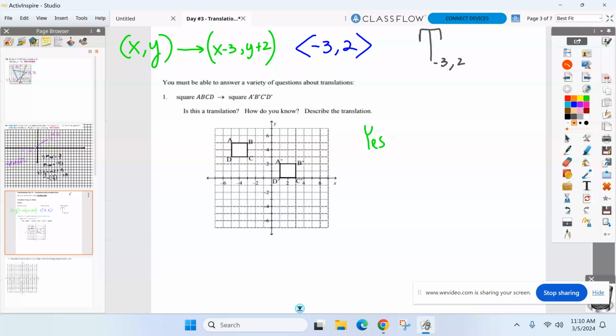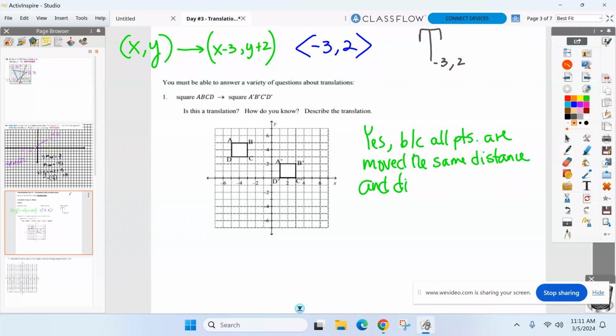How do you know? Because all points are moved the same distance and direction. That is a translation. A slide doesn't cut it. It's got to be the same slide, if you want to put it that way.